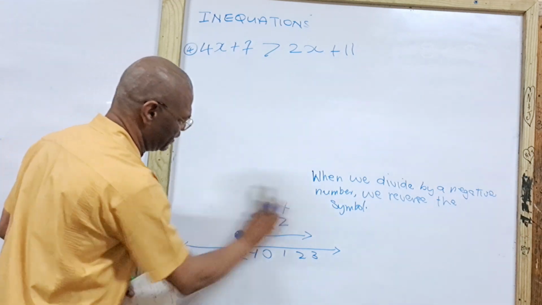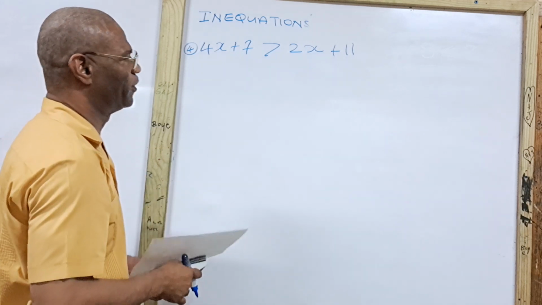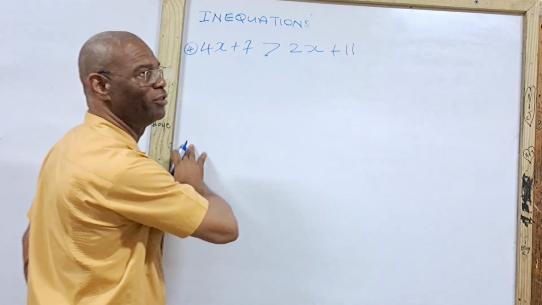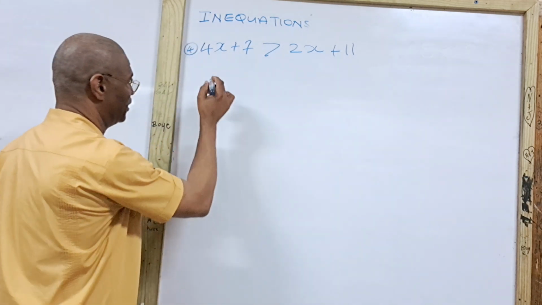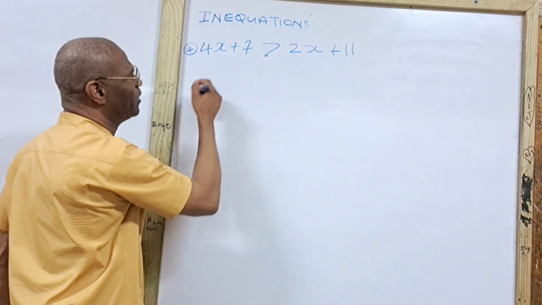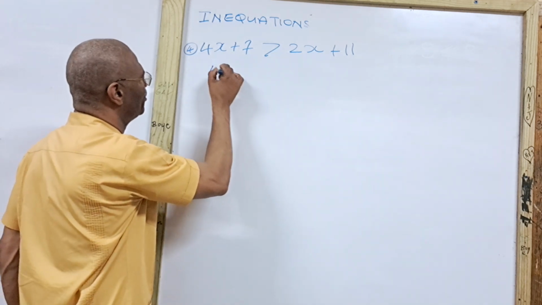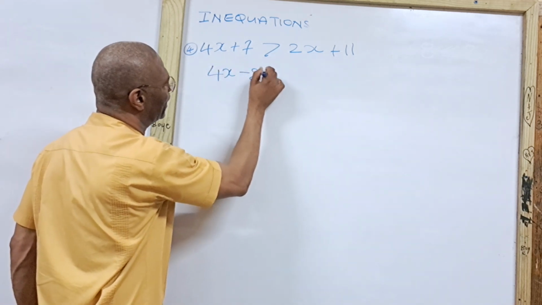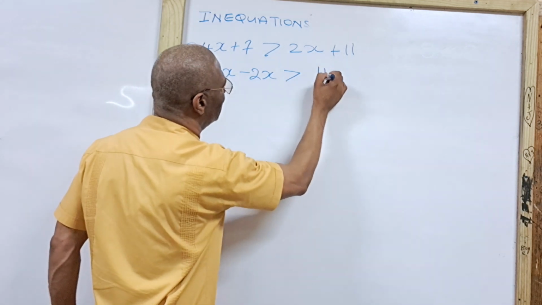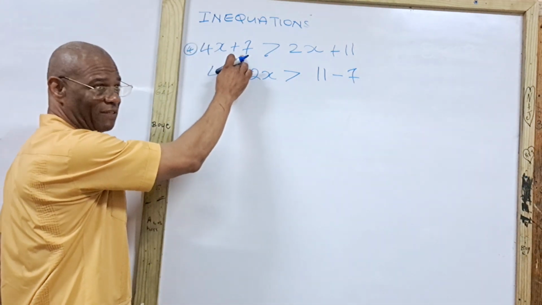Now let me erase this so we're not confused. So we first need to group like terms. We need to get all our variables on one side and our non-variables on the other side. So in this case we have 4x, here we have 2x, so we can just go ahead and subtract 2x from both sides. So I have 4x minus 2x is greater than 11 minus 7. Now how do we get the minus 7? We subtract 7 from both sides.